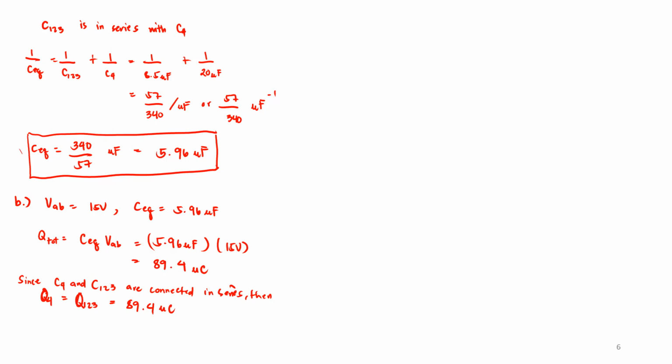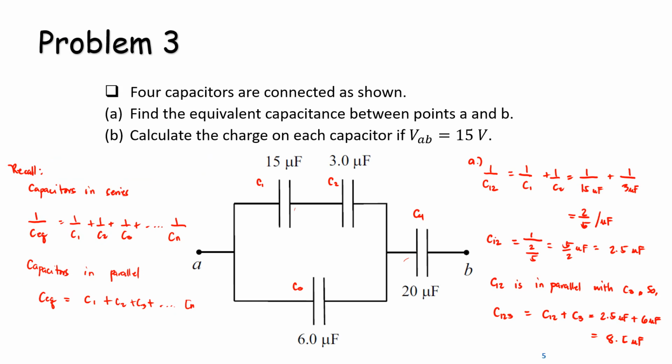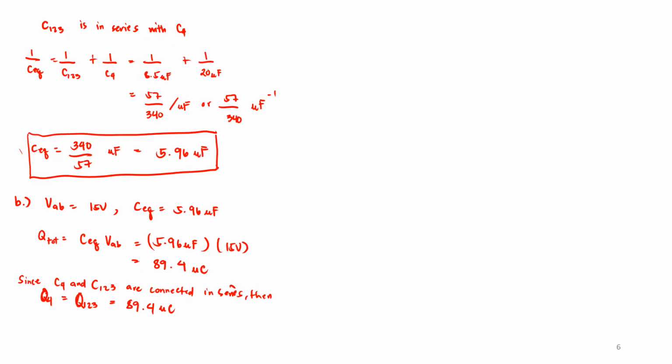Now that we have Q4, we will then get V4. So V4 is equal to Q4 divided by C4. Your Q4 is 89.4 microcoulomb, and your C4 is 20 microfarad. So you have 4.47 volts. The voltage drop across capacitor 4 is equal to 4.47 volts.